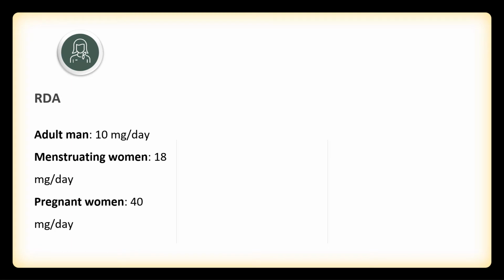Adult man requires near about 10 mg per day. If there is a loss of blood through menstruation, then women require a higher amount, and a still higher amount is required when there is a pregnancy.